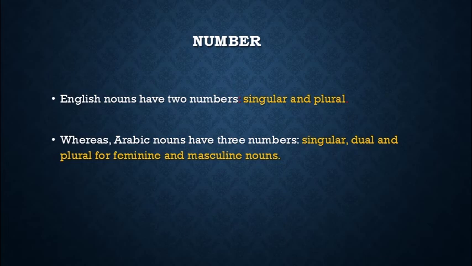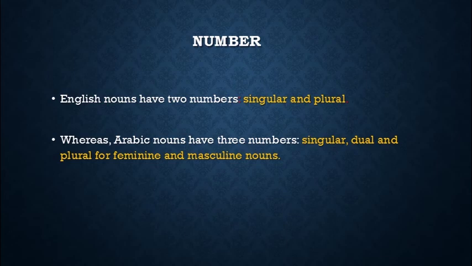Okay, we have this number, the dual, which is missing in English. Arabic nouns have three numbers: singular, dual, and plural, inflected for both feminine and masculine. This means that we would have singular feminine and singular masculine, معلمة and معلم. We have dual feminine and dual masculine. We have plural feminine and plural masculine, right?